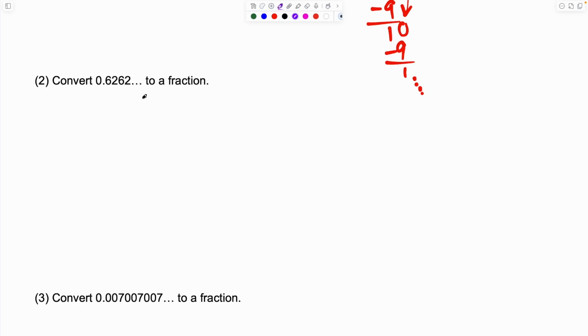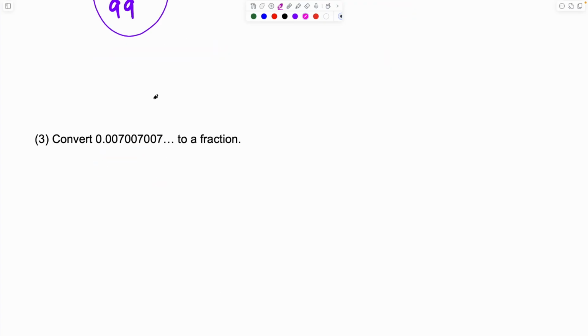Question 2, we want to convert 0.6262 repeating to a fraction. So notice that the pattern is 2 digits, okay? So this is a 2-digit pattern. So when you have a 2-digit pattern like this, what you want to do is write the 2 digits over, and now I put 2 9s on bottom. So I'm going to have 62 over 99. So this is going to be our fraction.